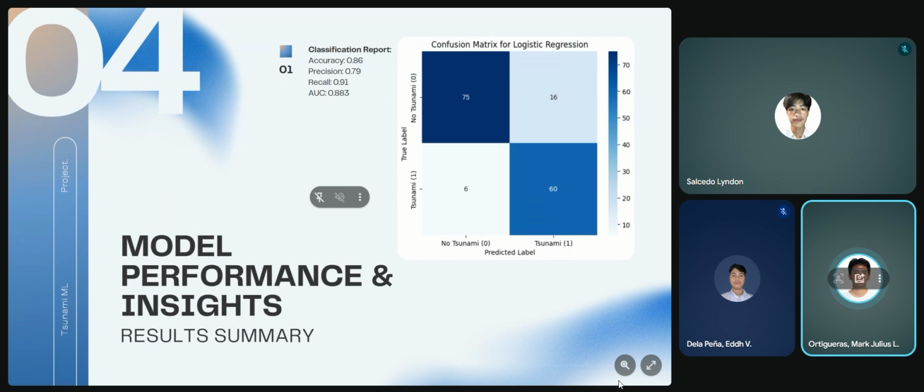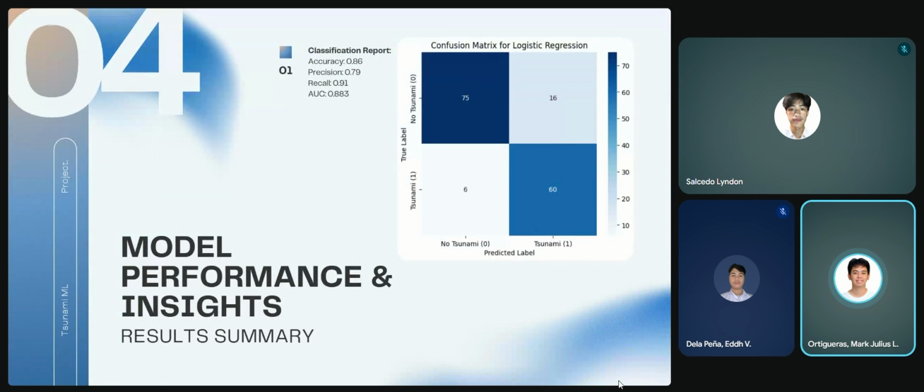Now let's move on to the model's performance and the insights we gained from our logistic regression results. In classification performance, our model achieved an overall accuracy of 86%, meaning it correctly classified most of the earthquake events. For tsunami prediction, the model reached a precision of 79%, meaning that when it predicts a tsunami, it's correct about 4 out of 5 times.